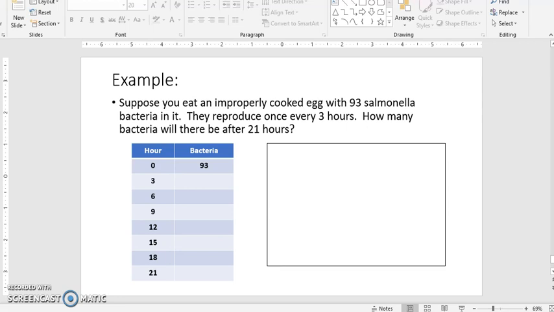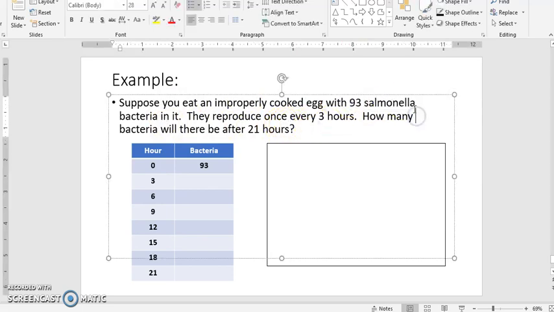So first, let's hit this first goal, calculating how many bacteria there are after a certain amount of time. This is pretty easy, so I'll give you a pretty easy example. Suppose you eat an egg, and this egg is cooked improperly, and it's got salmonella, because everybody knows that's the big germ that you can get from eggs that aren't cooked right. The bacteria reproduce once every 3 hours. How many bacteria will there be after 21 hours? So you can see there's three numbers here. There's 93, that's the number of cells we start with. There's every 3 hours, and then we want to know after 21 hours, how many are there?